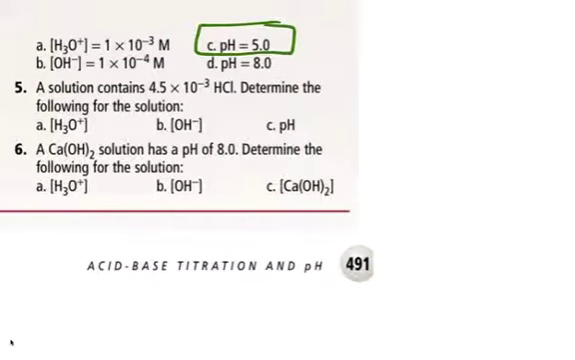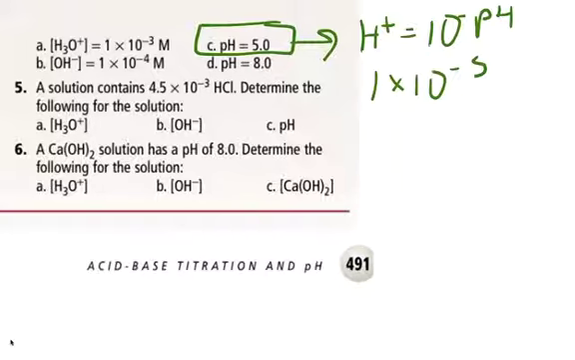A couple more here. pH of 5 is less than 7, so that's acidic. Again, I could calculate the hydrogen ion concentration off of that really easy. It's 10 to the negative pH, or in this case, 1 times 10 to the negative 5th, which again is greater than 10 to the negative 7th, so it is acidic. pH of 8, again, that would be basic because the hydrogen ion concentration is less than 1 times 10 to the negative 7th.